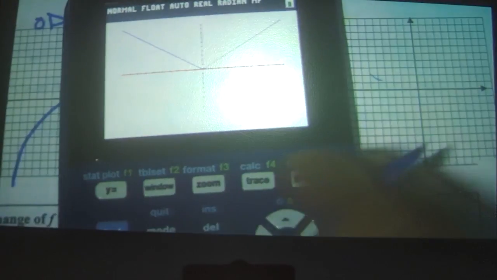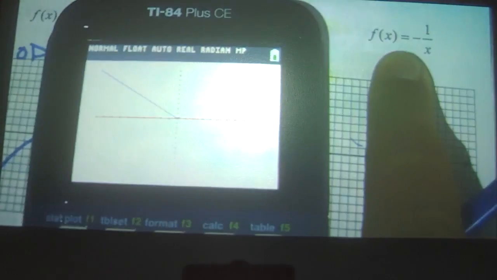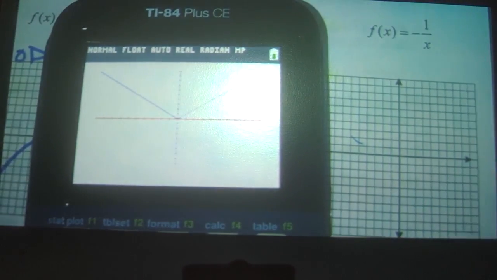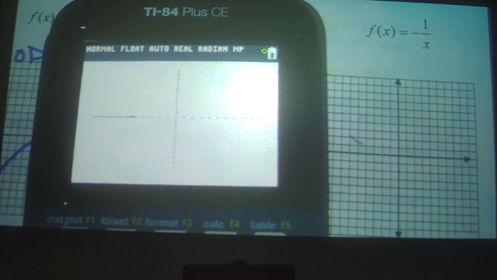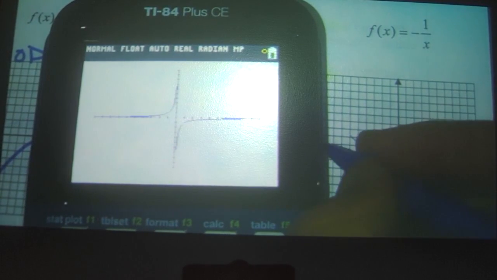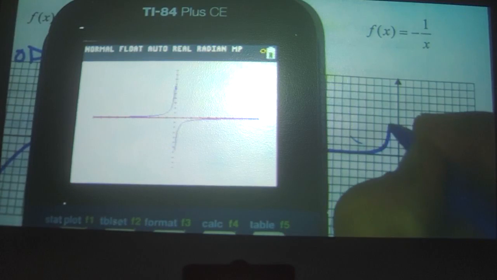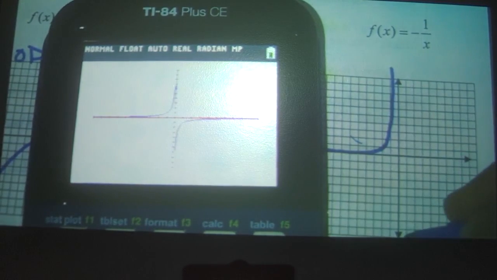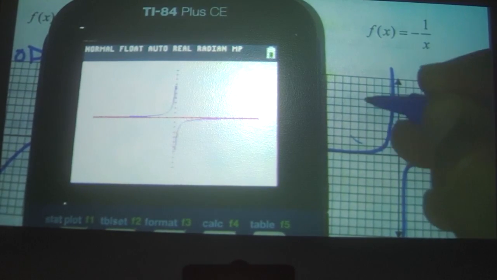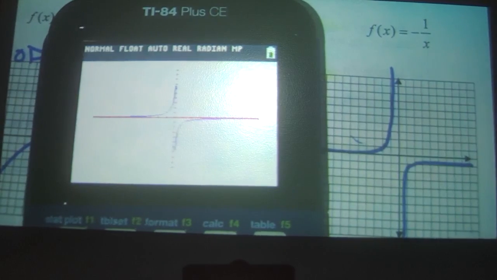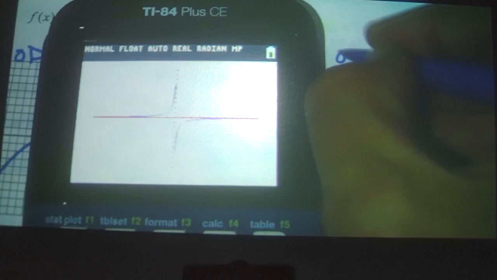Last but not least, we got the inverse function. We got -1 over x. So I'm going to type that in. I have the negative below the 3, 1, and then divided by x. And I'm going through this quick, so hopefully you're paying attention. I look at this graph here, it's in blue. That one is definitely symmetric to the origin. Okay? So that is definitely an odd function.